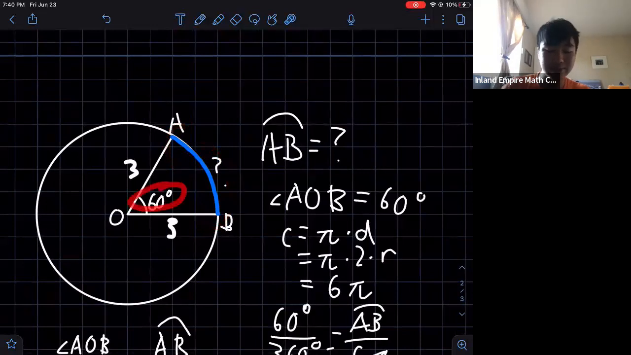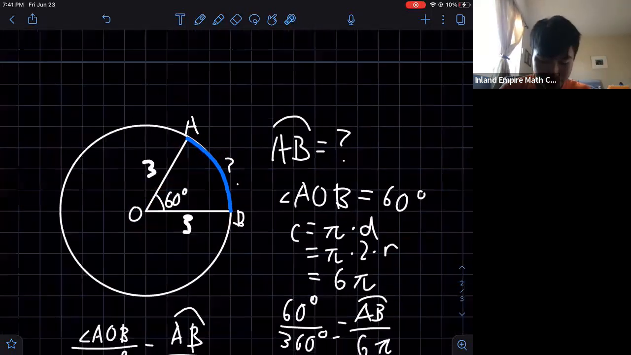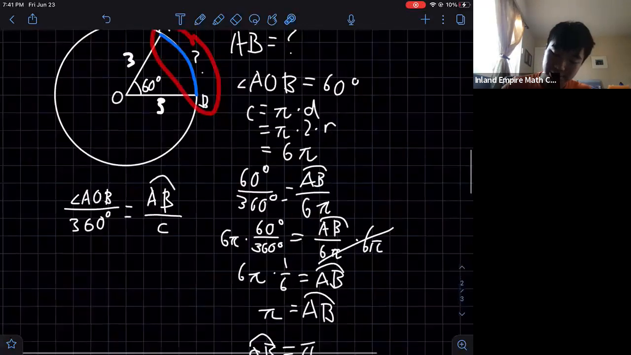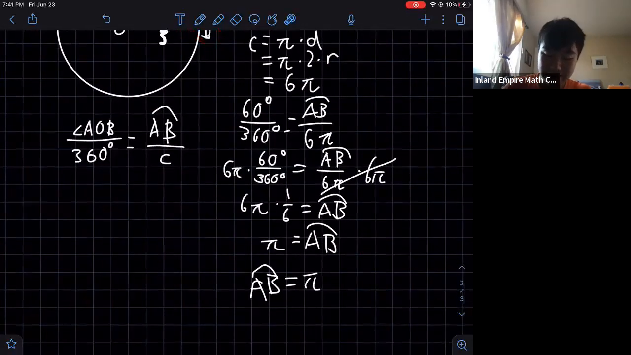using the central angle. What this is actually called is the central angle. And why is it called the central angle? Because it's the angle at the center. The central angle is in the center. And we can use this to figure out arc lengths quite easily. So based on this, we know that AB equals pi.